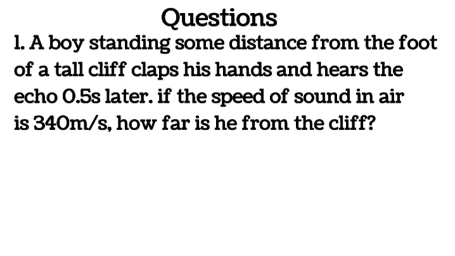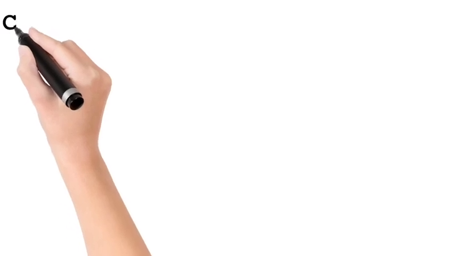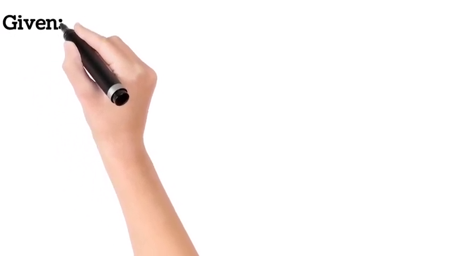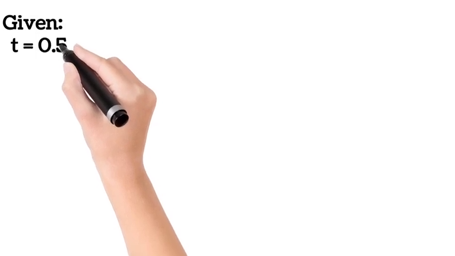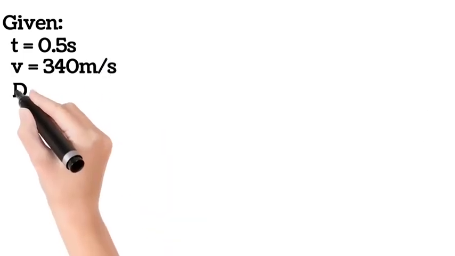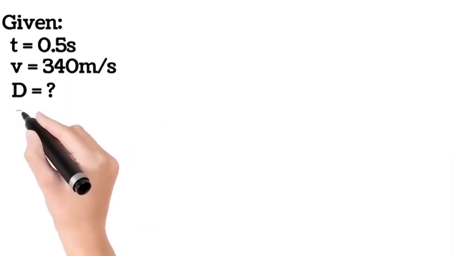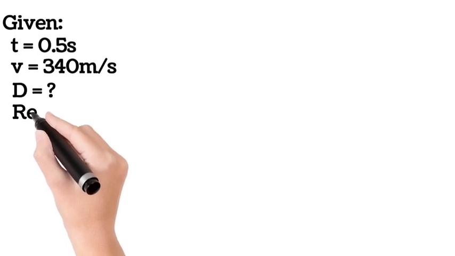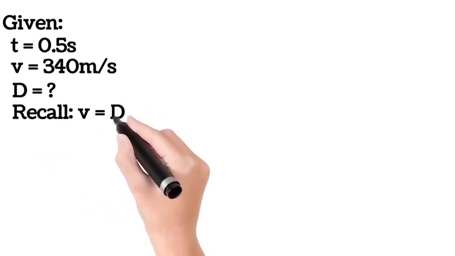So first of all, we write out our given parameters. Given the time as 0.5 seconds, because it says he hears the echo 0.5 seconds later. If the speed of the sound in air is 340 meters per second, so our velocity is 340 meters per second. How far is he from the cliff? We are asked to find what? The distance. Which is distance. Now, recall the relationship we established earlier.